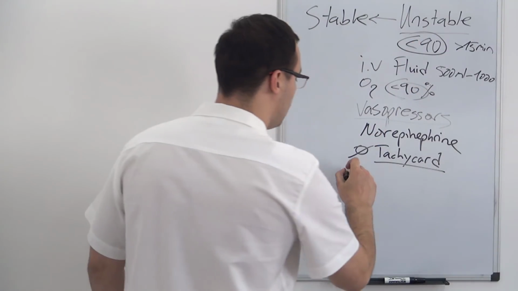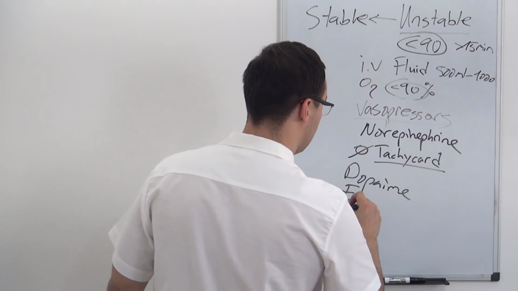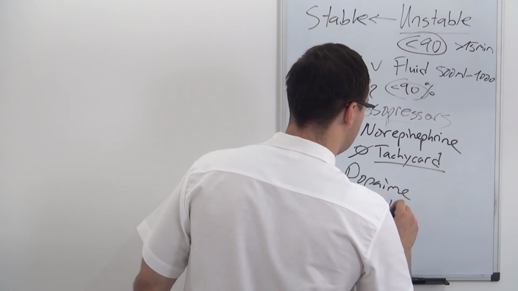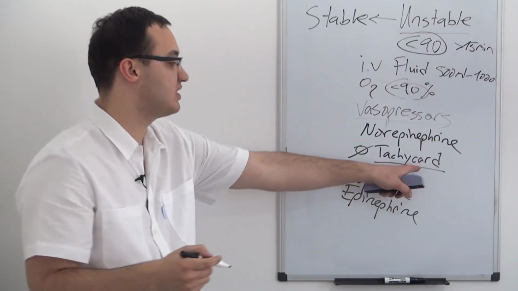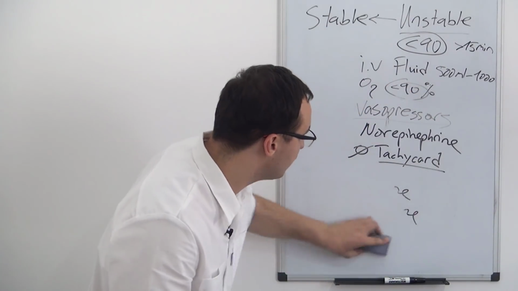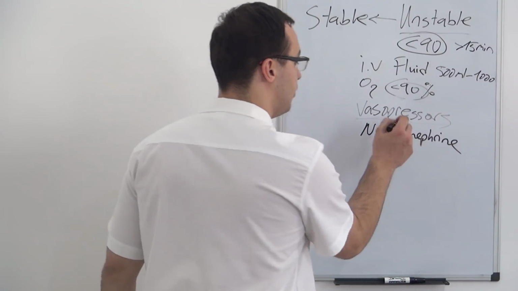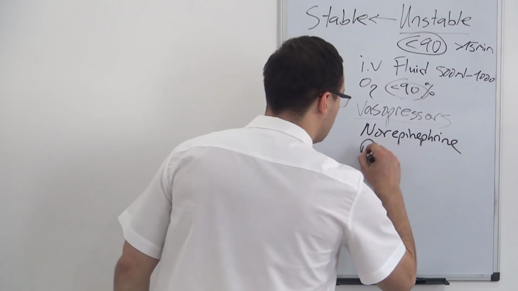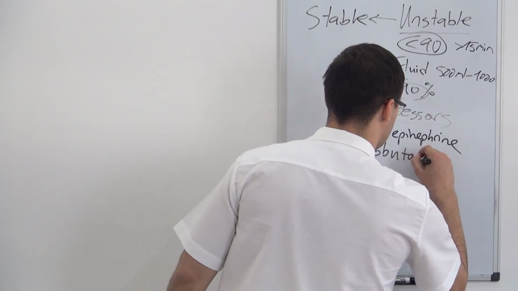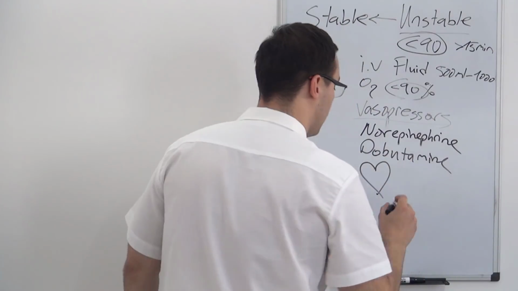So if you would give dopamine or epinephrine, both of these vasopressors would cause tachycardia, which would worsen this blood pressure. So no, we don't need you. We need norepinephrine. We need norepinephrine as the vasopressor. And also we can give dobutamine. Dobutamine. That will increase the heart contractility.